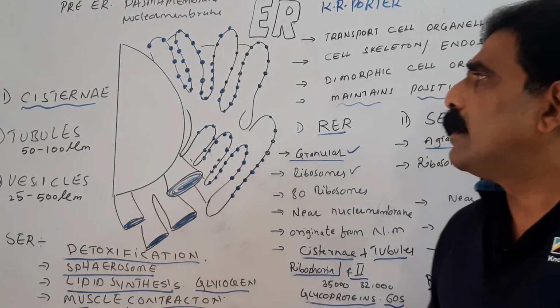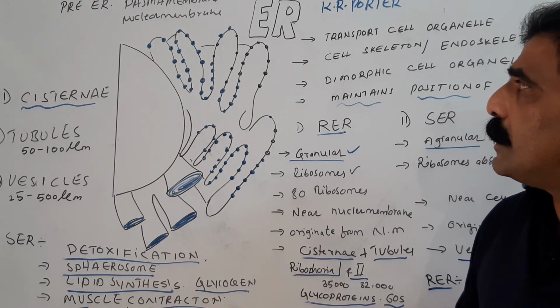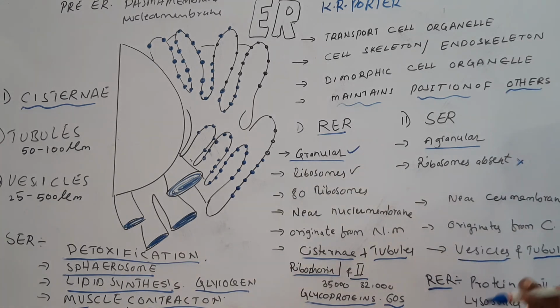So like this, it is the main part of the endomembrane system, which is a dimorphic cell organelle, concerned with the maintenance of all other cell organelles, meaning the maintenance of their position, and which divides the cell into intraluminal and extraluminal parts.